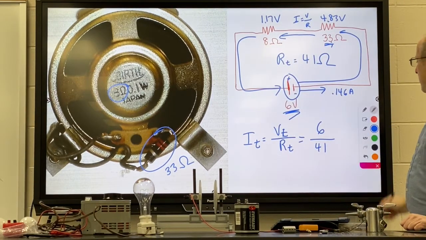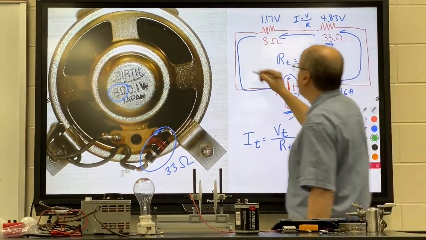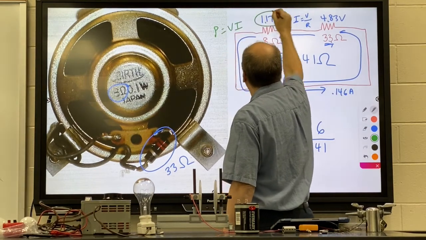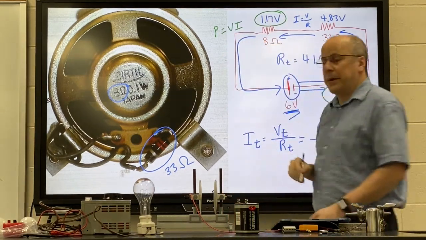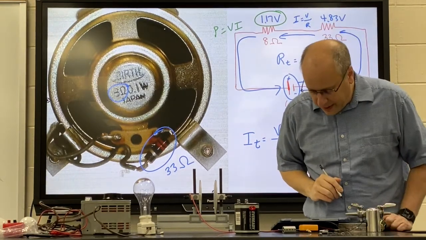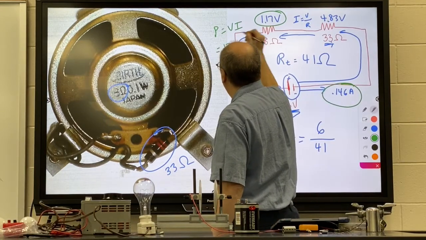Okay, at that point, I might want to find out how much power I'm getting at the speaker itself. So power equals VI. I have the V and I have the I. Remember, every component gets the same current because there's only one path. This comes out to a power of about 0.17 watts.